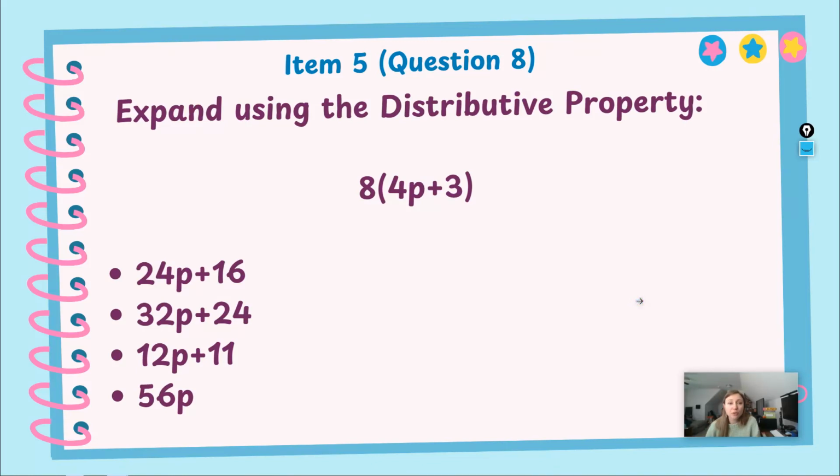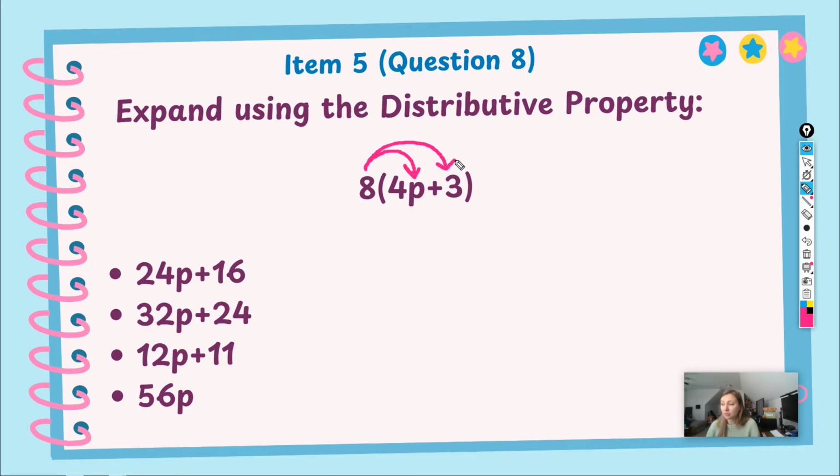This is the example for item number 5. This is questions 8 and 9, where we are expanding using the distributive property. So all we're going to do for these two problems is take the outside number and multiply it by the terms on the inside of our parentheses.